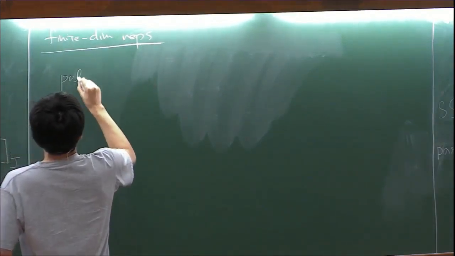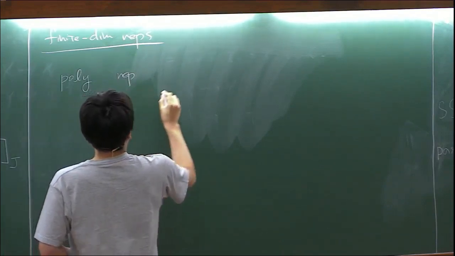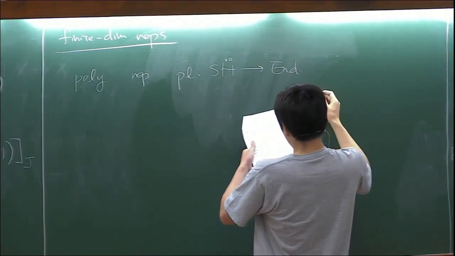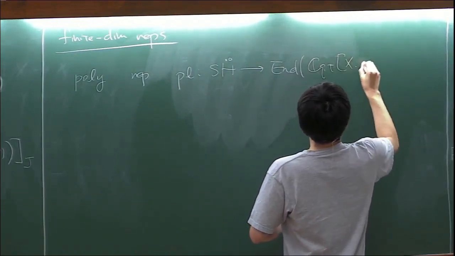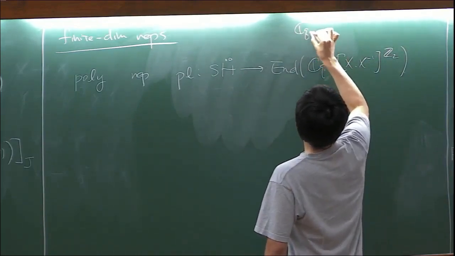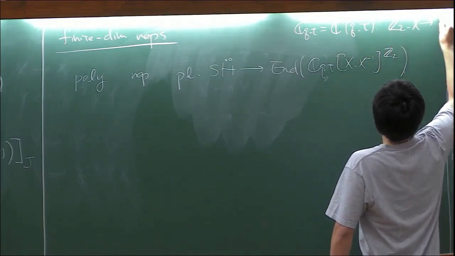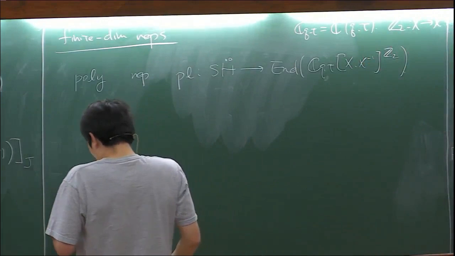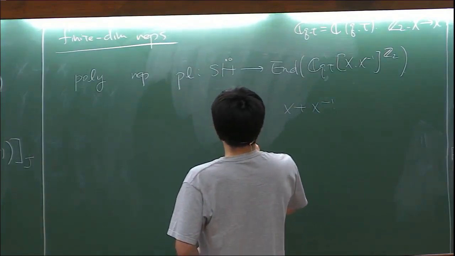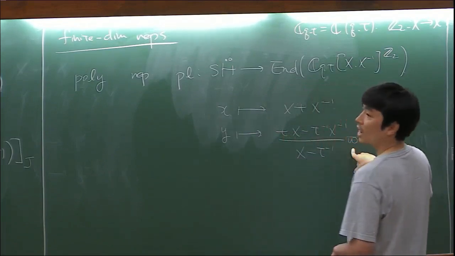To study finite dimensional representations, you have to study the polynomial representation, which I call PL, of the spherical DAHA, which goes to the ring of symmetric functions, C(q,t)[x, x inverse]^Z2. C(q,t) is the field of rational functions with variables q and t, and Z2 acts in the standard way, x to x inverse. So that's called the ring of symmetric functions. And x is mapped to x plus x inverse. Small x is just a generator of the spherical DAHA. Y is mapped to the following: (tx minus t inverse x inverse)/(x minus x inverse) times Cauchy pi.